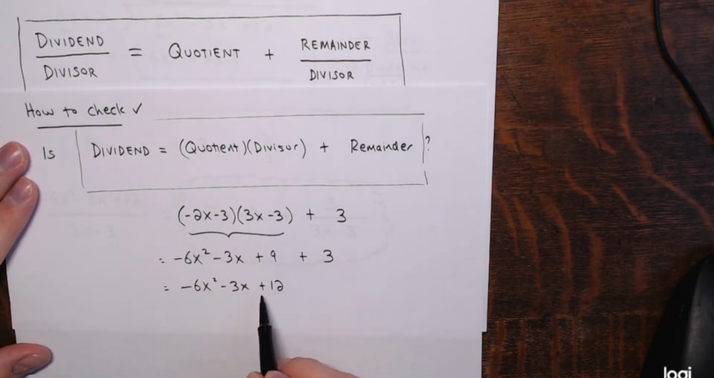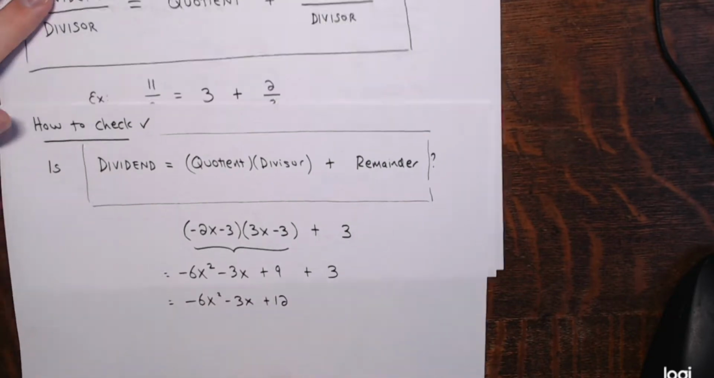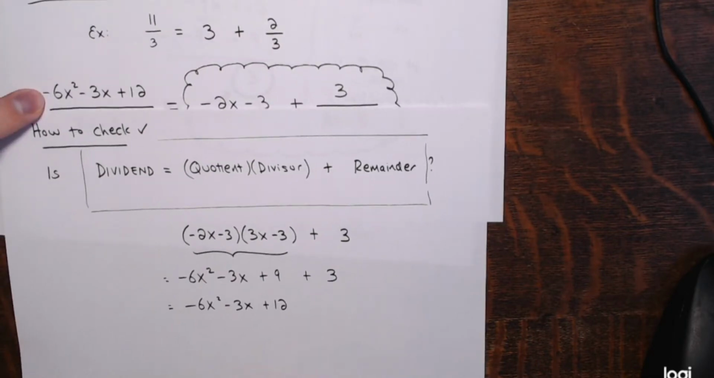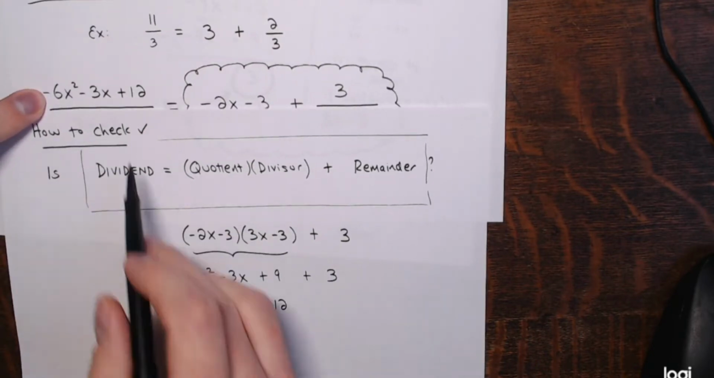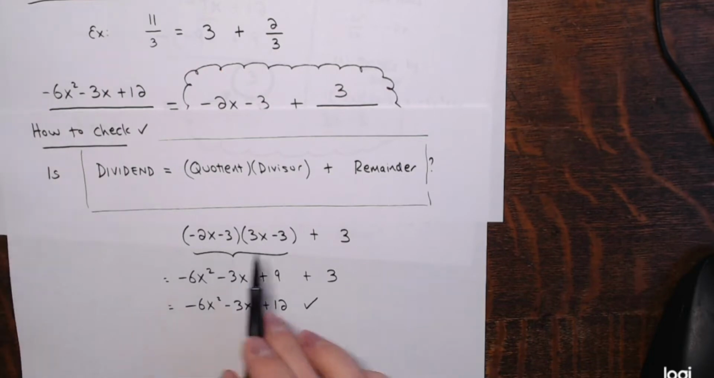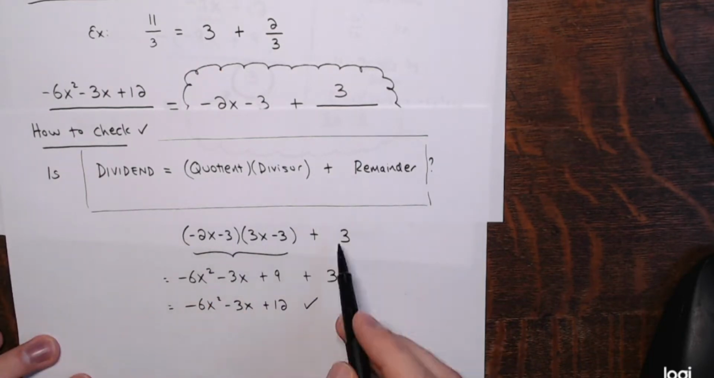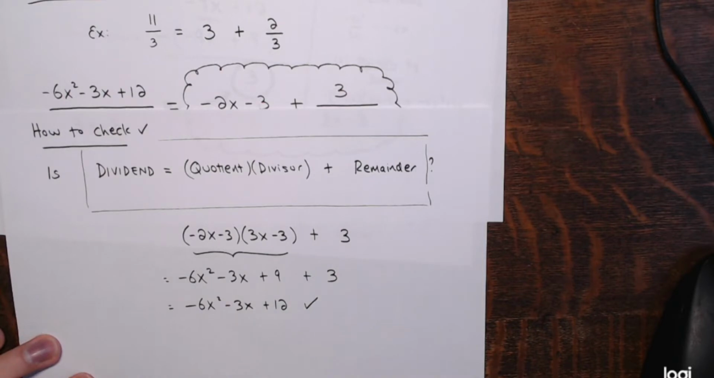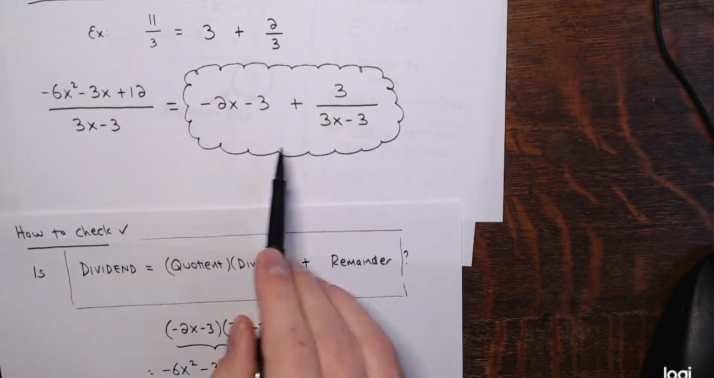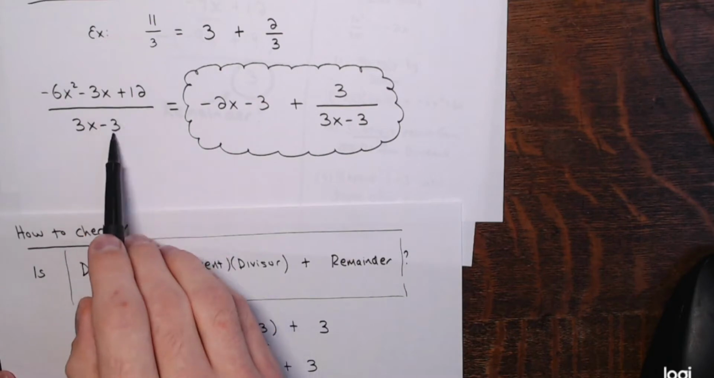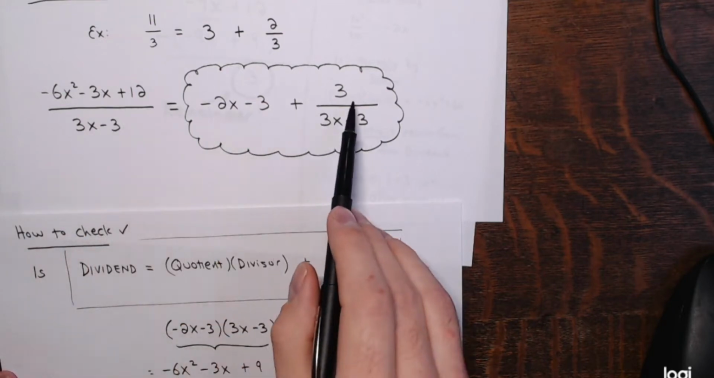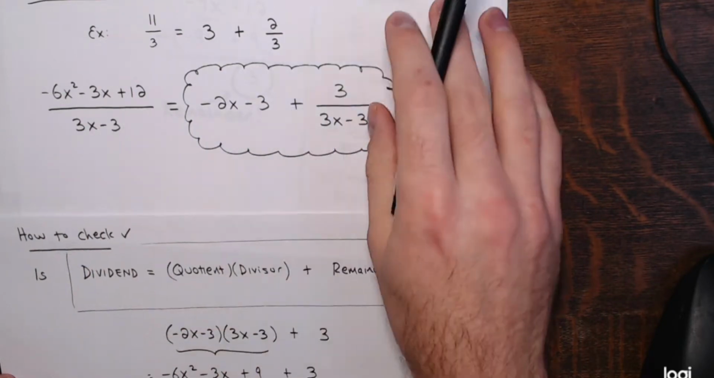And hey, isn't that the dividend? Negative 6x squared minus 3x plus 12? Yes, it is. So that means what I did was correct. I have the correct quotient. I have the correct remainder. But again, this is how we're going to write the result. When you divide dividend by divisor, the result is quotient plus fraction, where that fraction is the remainder divided by divisor.